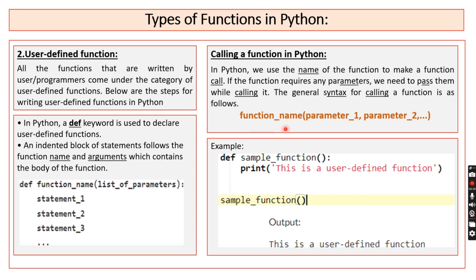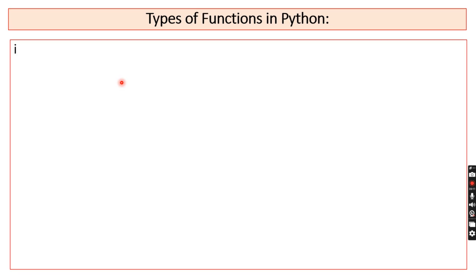Calling the function, we have to use this syntax. This syntax means function name. Here in this example, the function name is sample function. Sample function is calling. This is the parameters; we are not using a parameter here. So we call this function, then the result will be this output. This statement will be executed: this is a user defined function. This is the second type of function, user defined function.